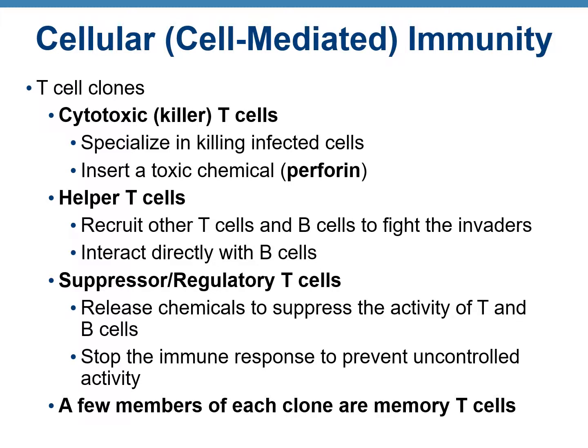The third type is the suppressor and the regulatory T cells. These are the cells that would release chemicals to stop the fighting of T cells and B cells. So they suppress the activity. And in each of the classes, a few members would become memory T cells.